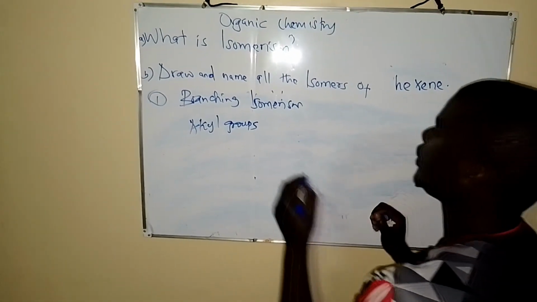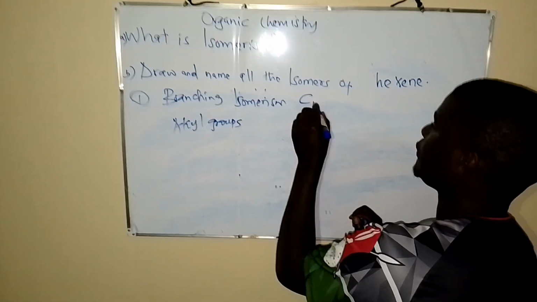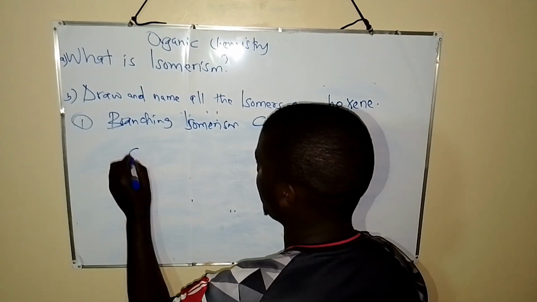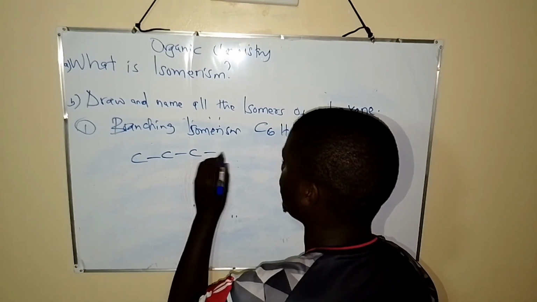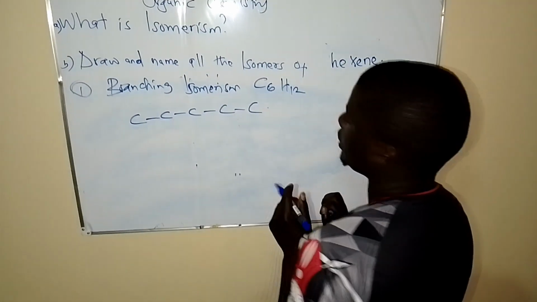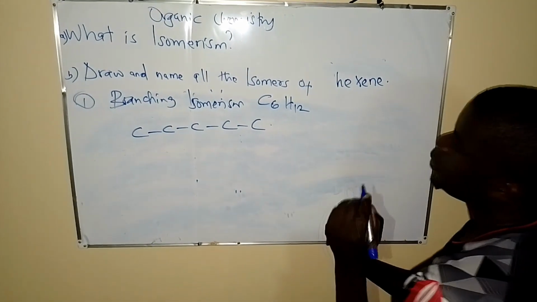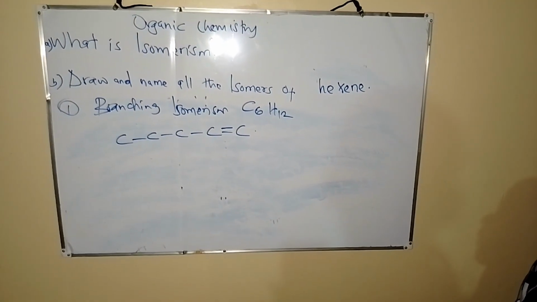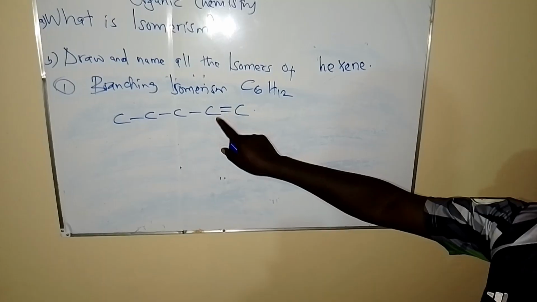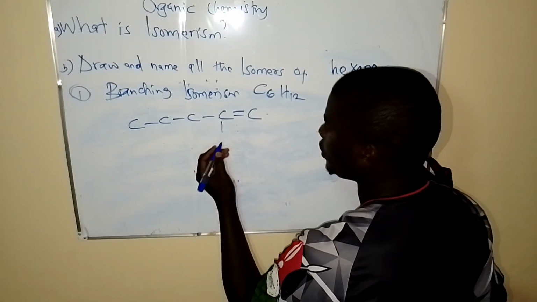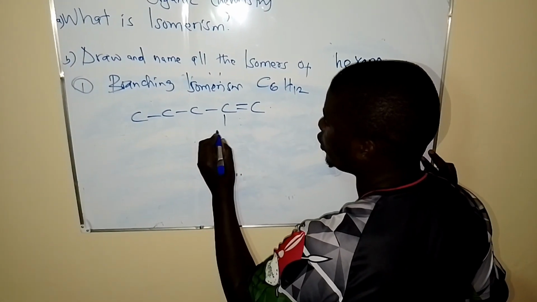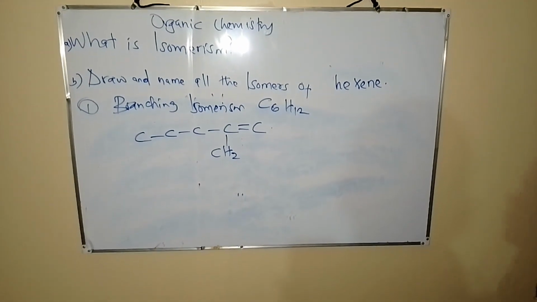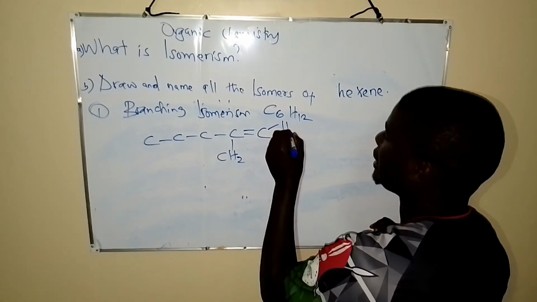For example, we are using C6H12, and we can have 1, 2, 3, 4, 5. We can leave it at that point, and then we are going to have our double bond at carbon number 1, and then we can also have the alkyl group, which is a methyl group, and then from here you can fill in the hydrogens.